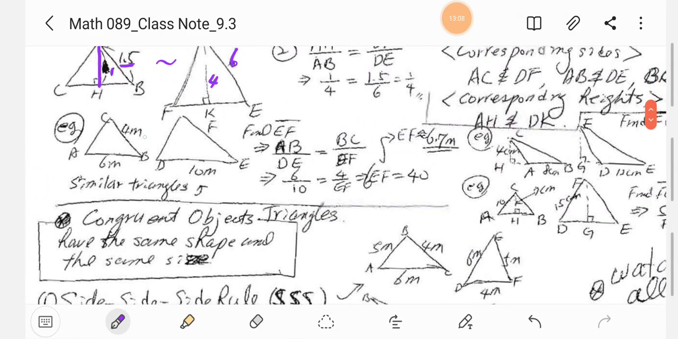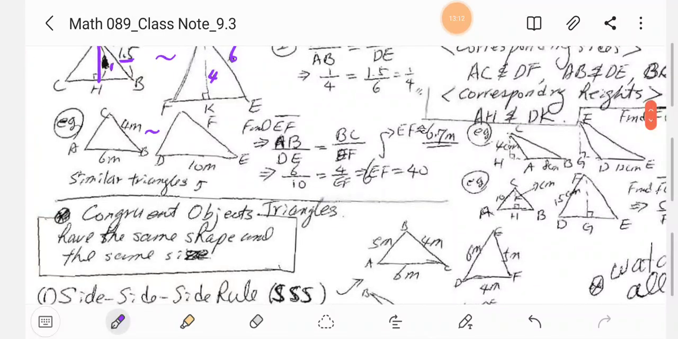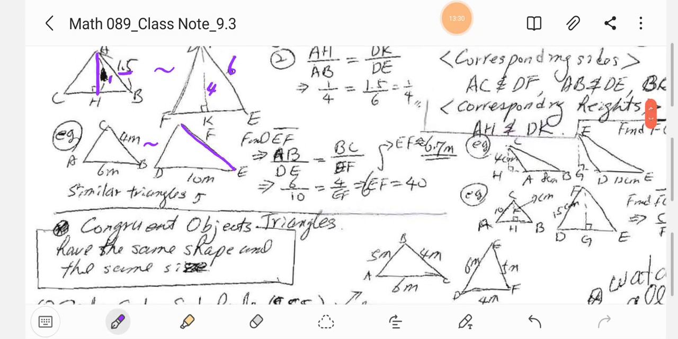Okay, here's a question. Let's say these two triangles are similar. Then what is the length of EF? What is the length of this side? Let's use a proportion. So 6 to 10. These two are similar. These two are the corresponding sides, right?